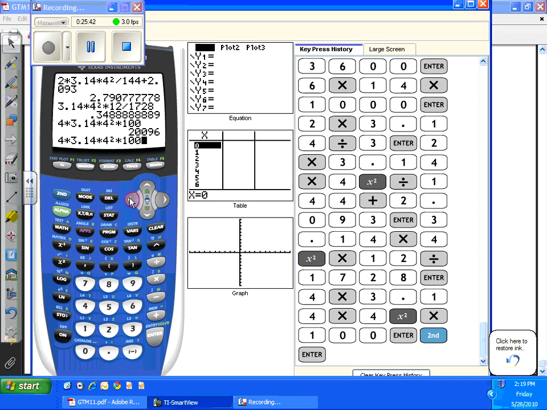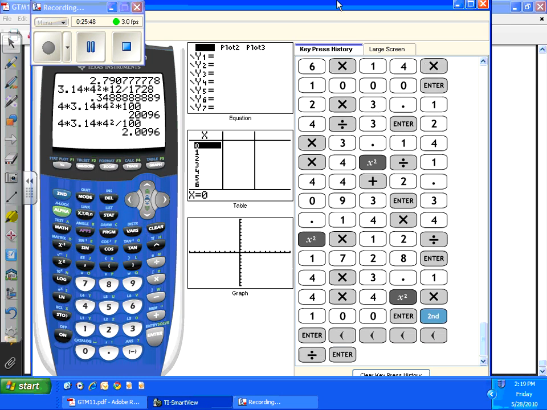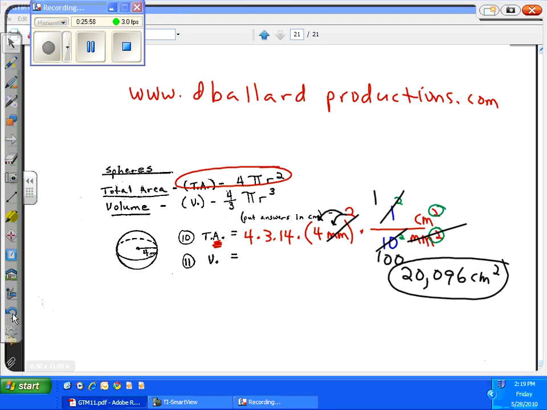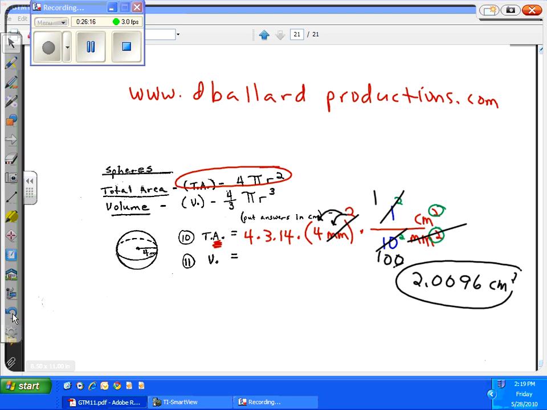Let's pull that up. I went times 100 instead of divide. Good to have some idea what the answer is going to be before you start. 2.0096. We're going to back that up. So we have 2.0096 square centimeters for the total area. Okay?